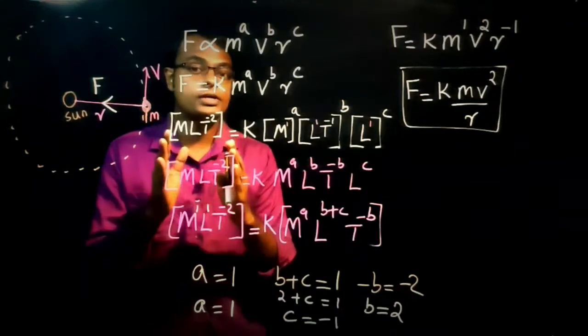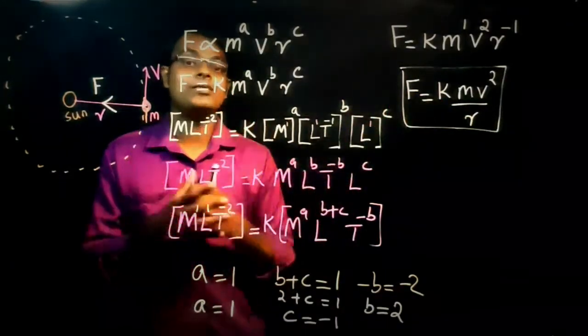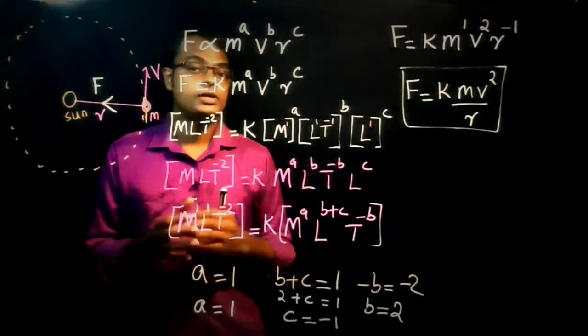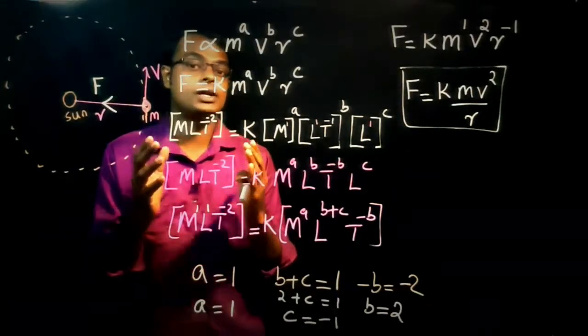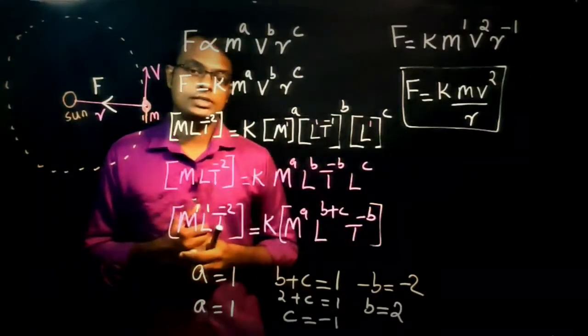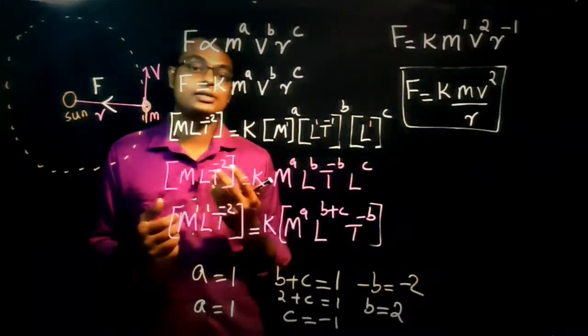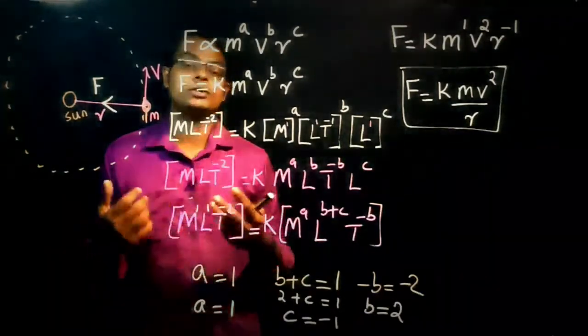One of the drawbacks of using this method is that we cannot find the k value. What is the k value? K is a dimensionless constant. Let's do one more example that is in your NCERT book. There is one example regarding the time period of a simple pendulum. Let's do that question now.